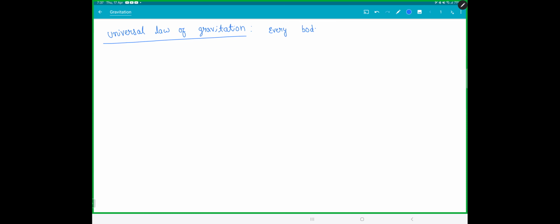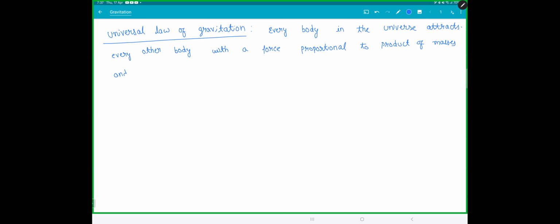So what this thing says: every body in the universe attracts every other body with a force proportional to the product of the masses and inversely proportional to the square of the distance between them.